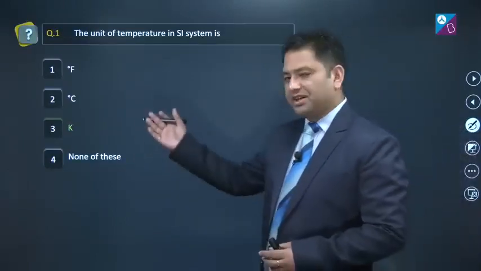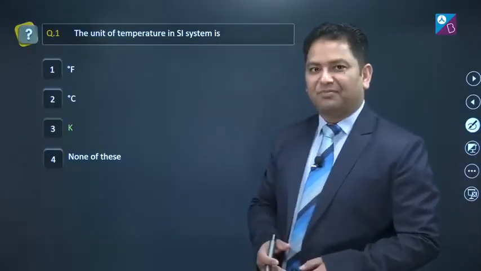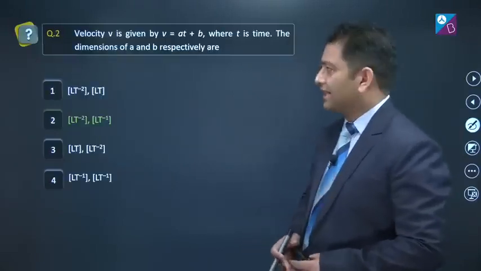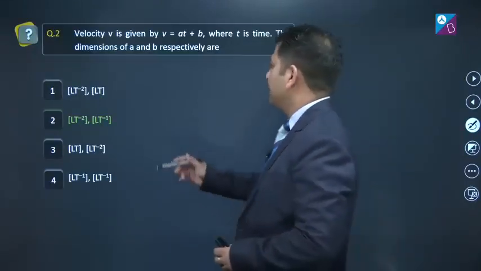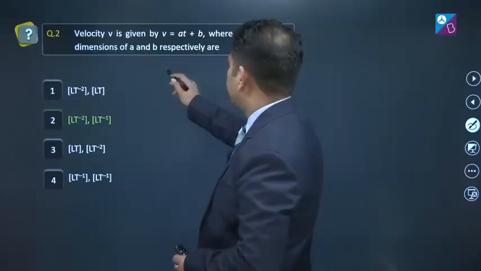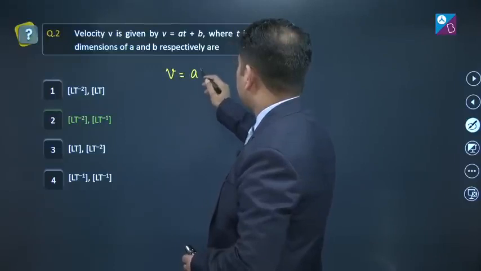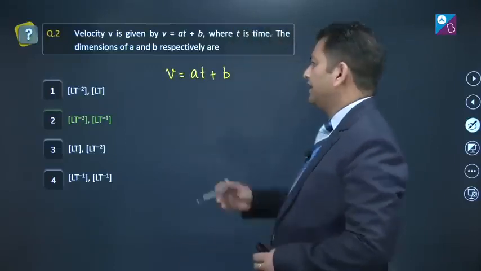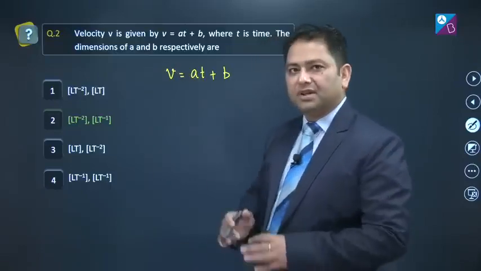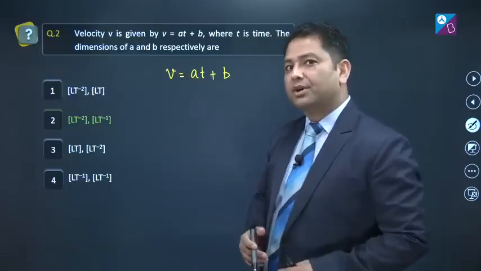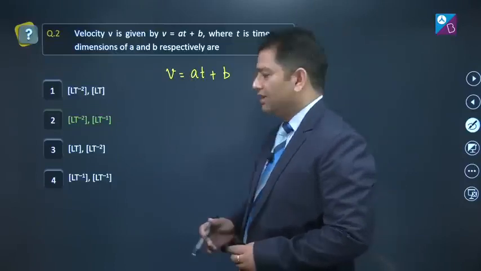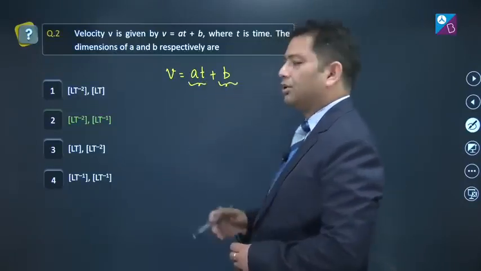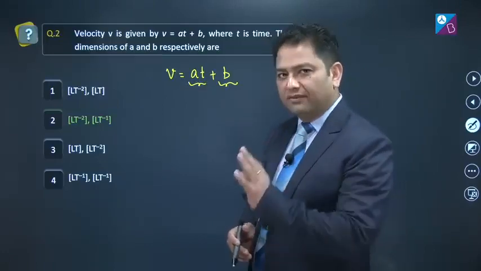SI unit of temperature, that's of course Kelvin. Let's go to question number 2. Question number 2 is about units and dimension. You could easily see here the velocity is given and the expression of velocity is at plus b. Now, I need to calculate the dimension of A and B. Straightforward question based on principle of homogeneity, which says that the dimension of this and dimension of this both has to be the dimension of velocity.